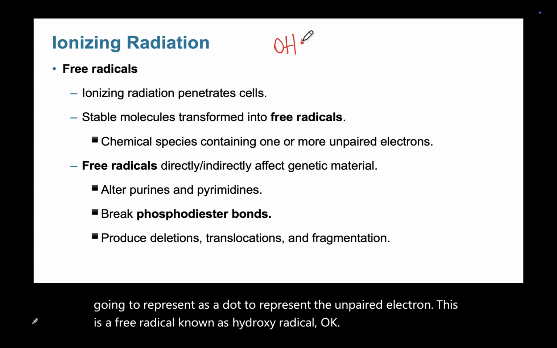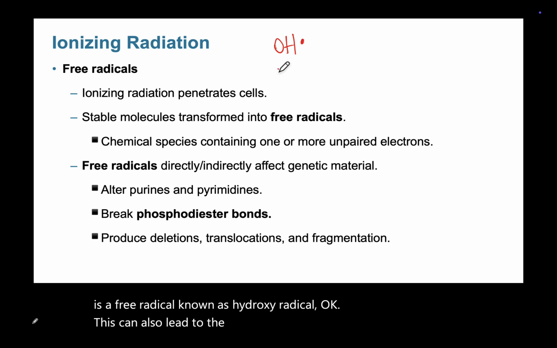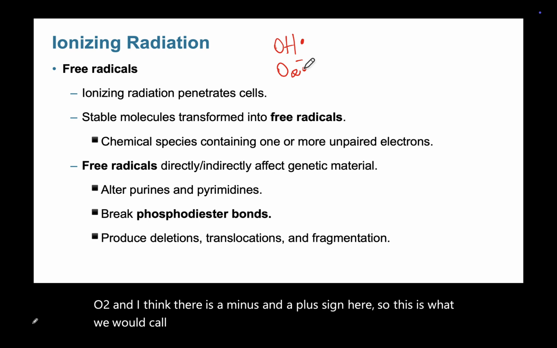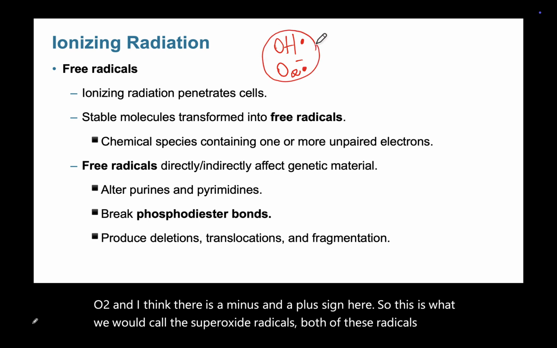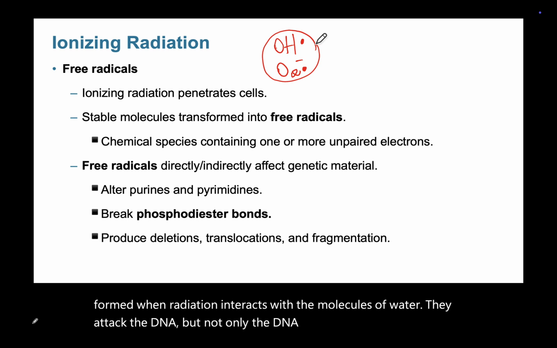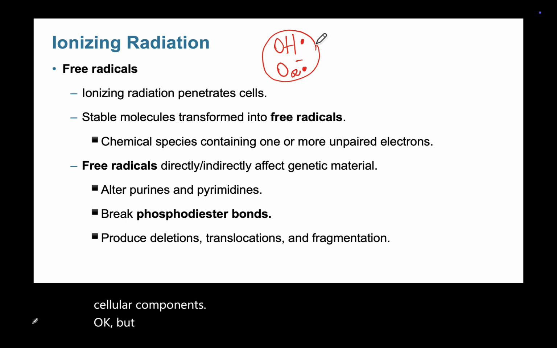Okay? This can also lead to the production of the O2, and I think there is a minus and a plus sign here. So this is what we would call the superoxide radicals. Both of these radicals that are formed when radiation interacts with the molecules of water attack the DNA. But not only the DNA, they also attack other cellular components. But anyways, by attacking the DNA, it can damage the DNA by, for instance, altering the nucleotide bases.